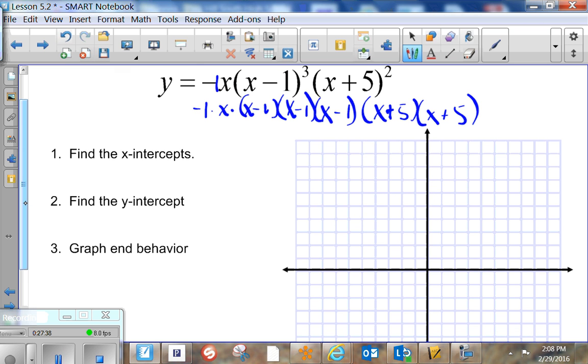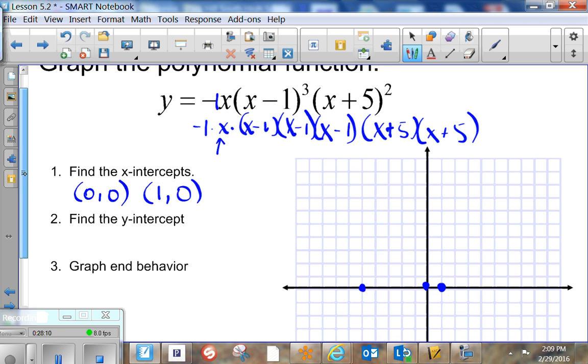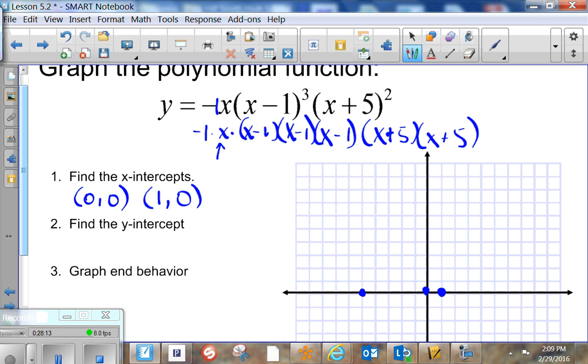All right. So where are my x-intercepts? Well, if that x was 0, the whole thing would be 0. At 0, and at 1, and at -5. So, what's going to happen at the -5 right here? Because it has an even exponent, it's going to bounce. I'm going to put a B here to remind me to bounce.